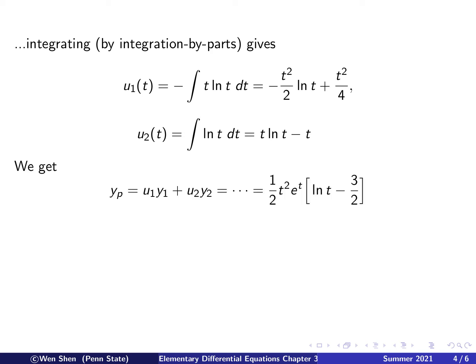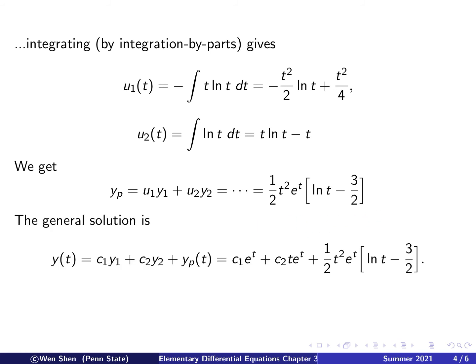Okay, now we can put these back together and write out the particular solution, which is u1 times y1 plus u2 times y2. u1, u2 are here, and y1 is e to the t, and y2 is t times e to the t. Plug this in, a little bit of work simplifying the expression, you can write it as this one here. And then we can even write out the general solution, y(t), which will be the general solution for the homogeneous equation plus the particular solution. So c1 y1 plus c2 y2 plus yp. If we put in all the expressions, so that's y1, and that's y2, and this is yp, and that's the general solution. Without giving any initial condition or boundary condition, here c1 and c2 are two arbitrary constants.